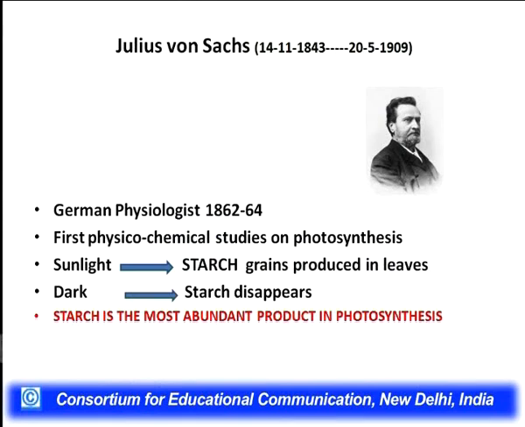That means 6 molecules of carbon dioxide giving rise to 6 molecules of oxygen, and of course the formation of some sugars in the presence of sunlight and chlorophyll. And the glucose theory was strengthened by the German physiologist Julius von Sachs, who made one of the first physico-chemical studies on photosynthesis. He proved that sunlight results in the synthesis of starch grains in the leaves, and in dark, if we analyze the leaves, the starch grains are gone. So he was the person who for the first time established that the most abundant storage product of photosynthesis, of this entire process, is starch.